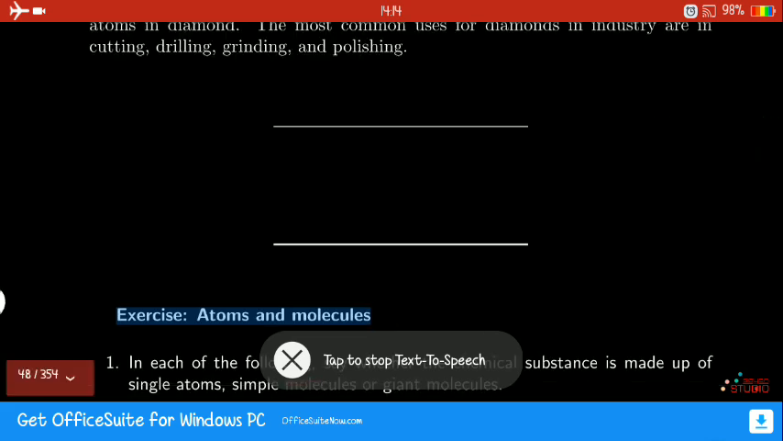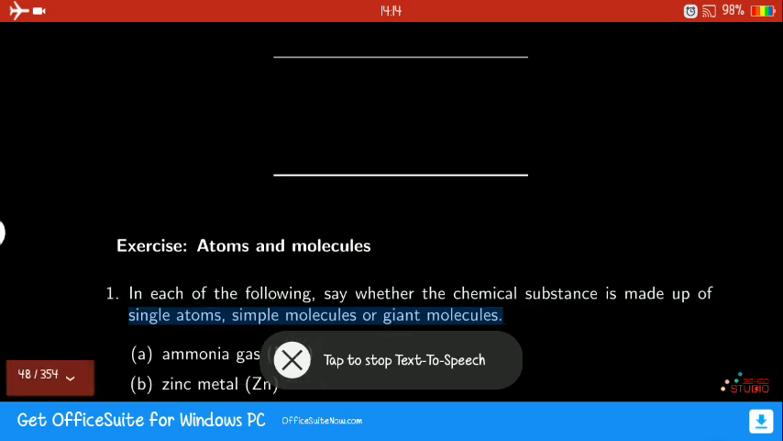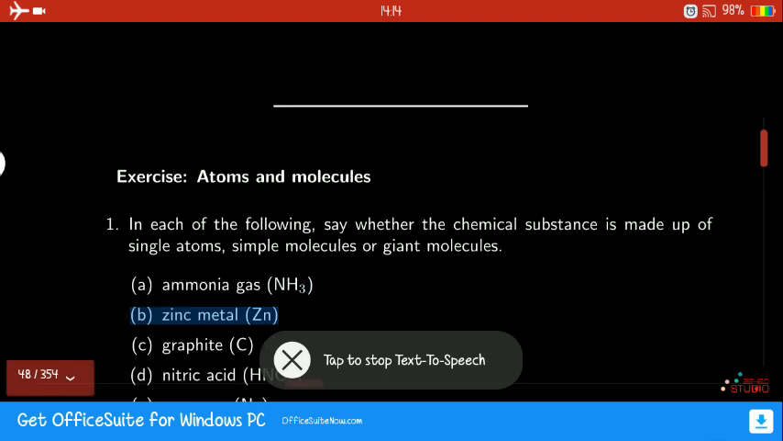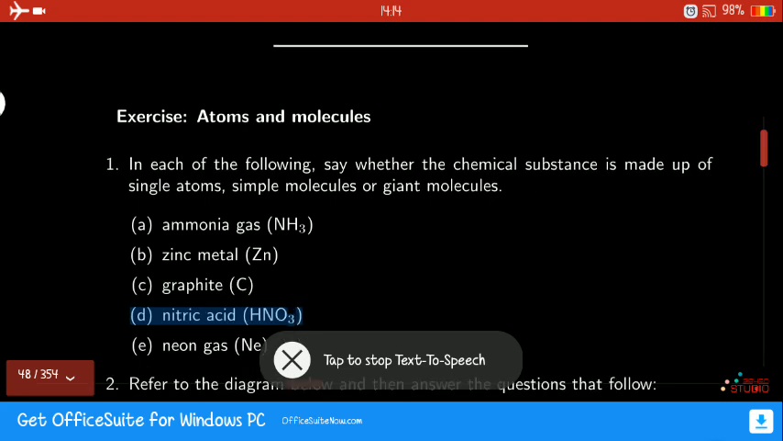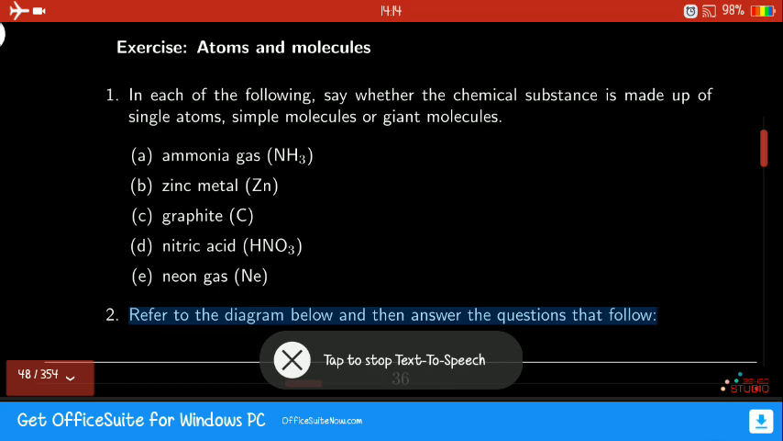Exercise, atoms and molecules. 8. In each of the following, say whether the chemical substance is made up of single atoms, simple molecules or giant molecules. A. Ammonia gas, NH3. B. Zinc metal, Zn. C. Graphite, C. D. Nitric acid. E. Neon gas, Ne. 9. Refer to the diagram below and then answer the questions that follow.